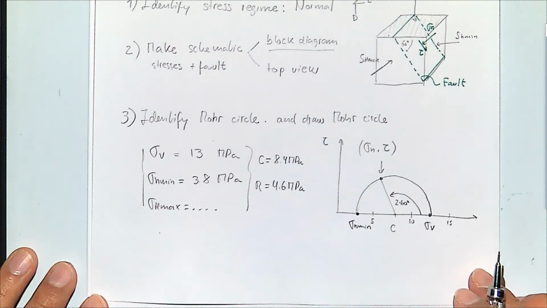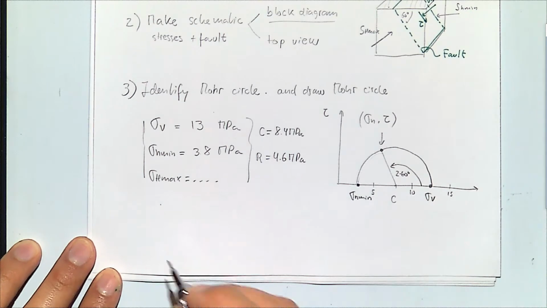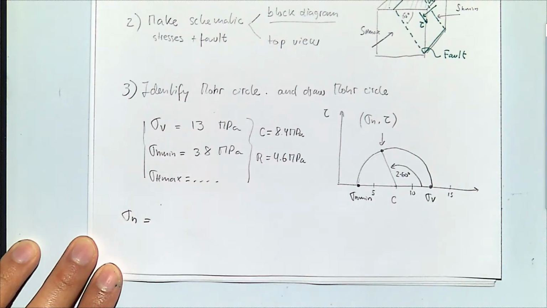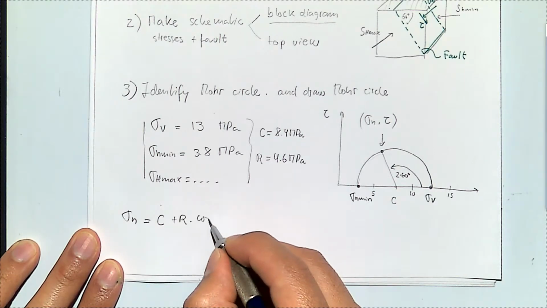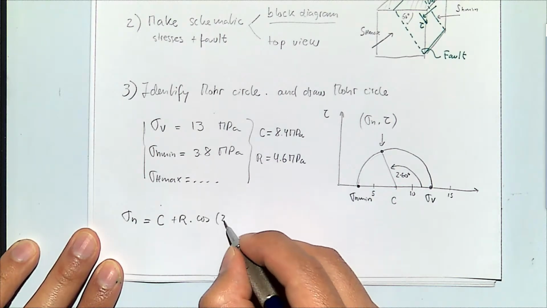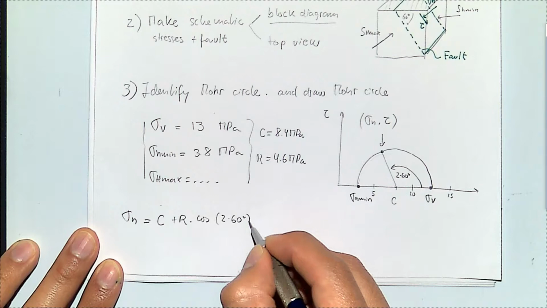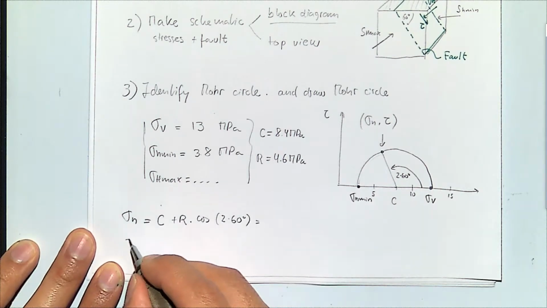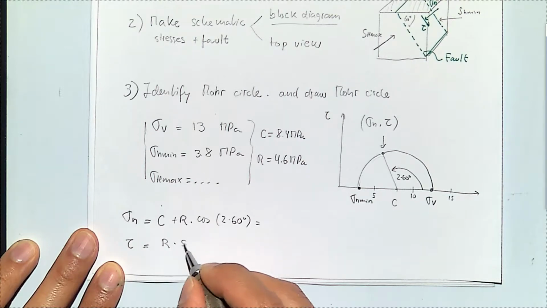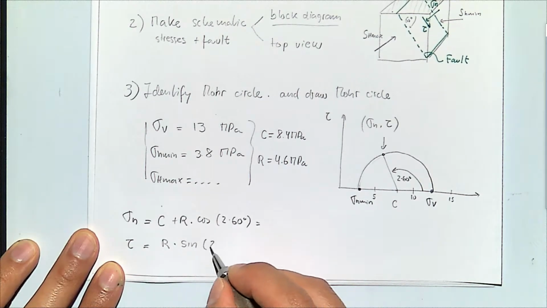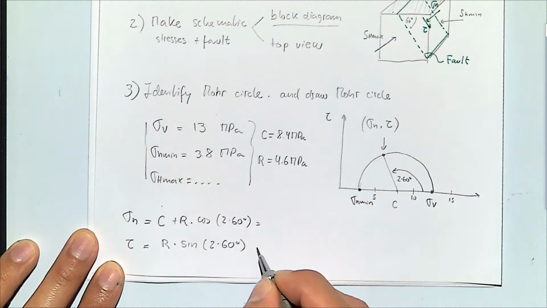All right. So sigma n is going to be the center plus the radius times cosine of 2 times 60 degrees, and tau is going to be the radius times sine of 2 times 60 degrees.